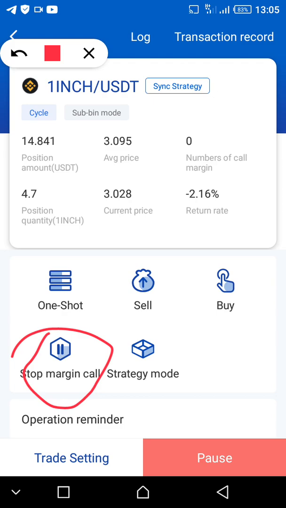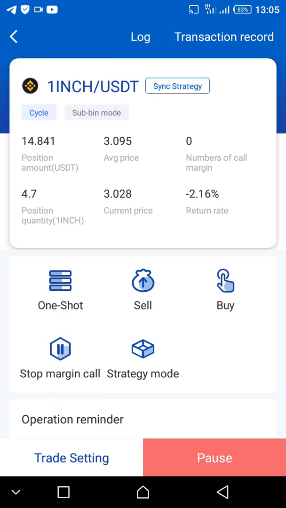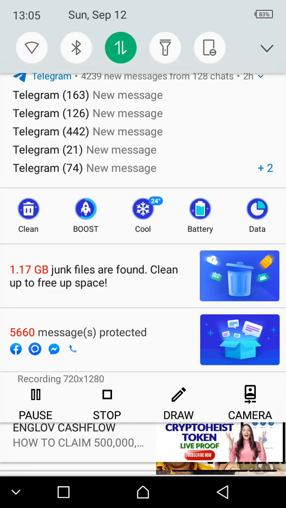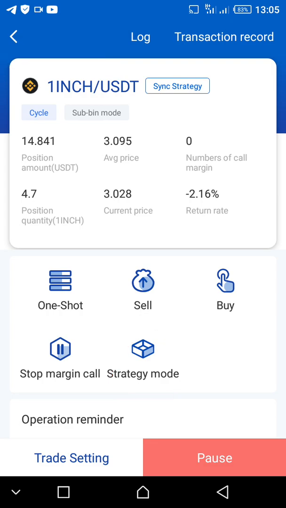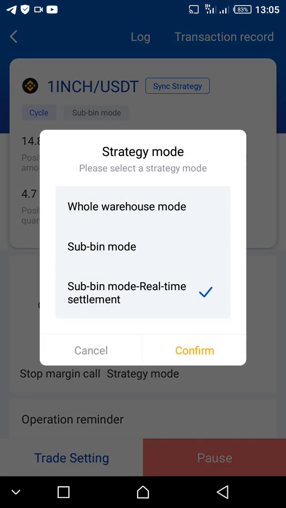Good. Now this is strategy. Let me open it. They have whole house mode, sub mode, sub B mode, and real-time settlement. Now, what does this one mean? Whole house mode means that it will take the profit for you all at once when it gets to 1%, or whatever you design it to be.